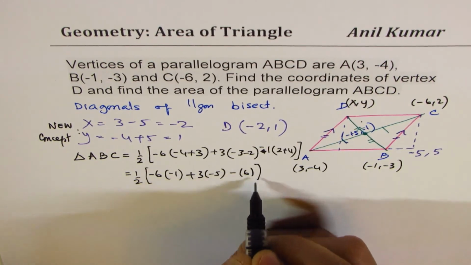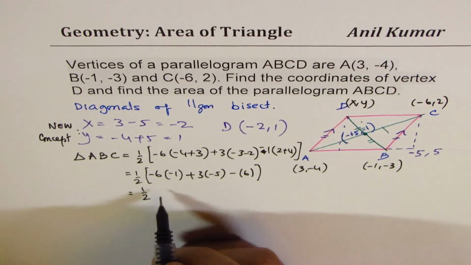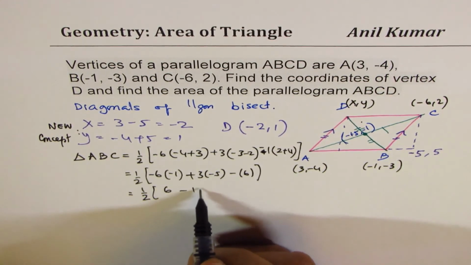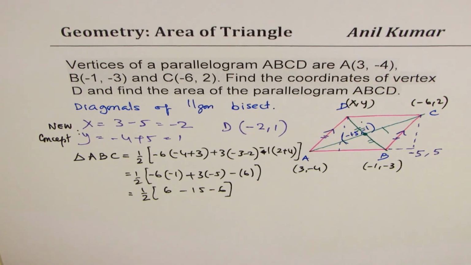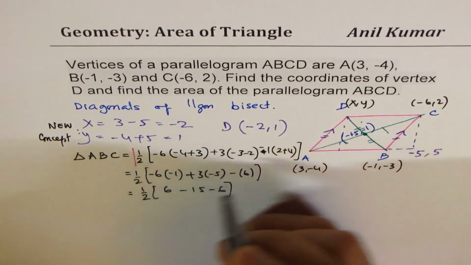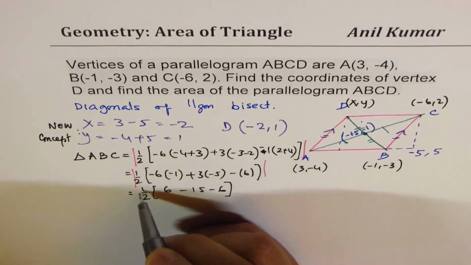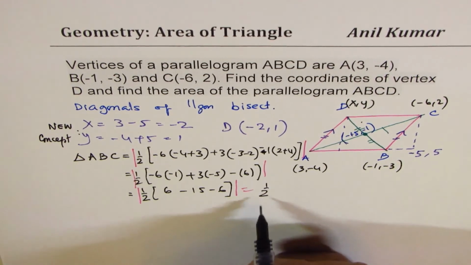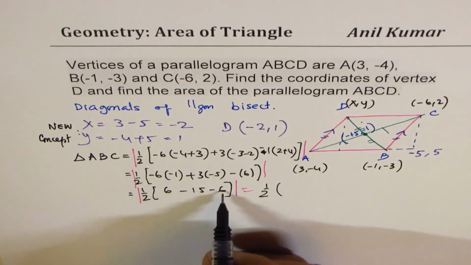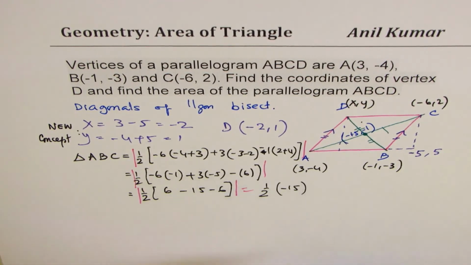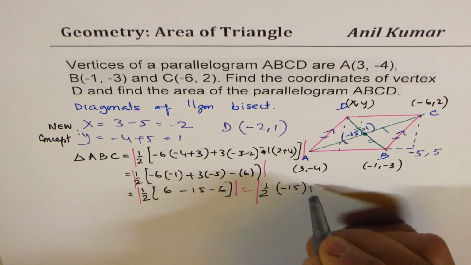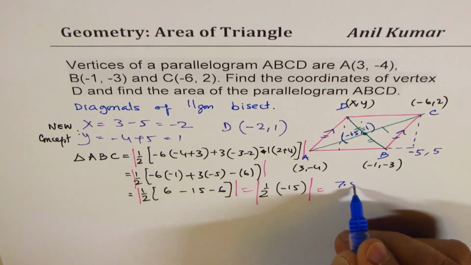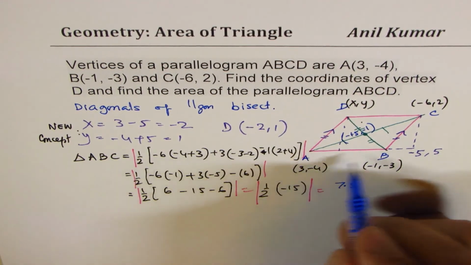Is that okay? Okay. So that gives you half of, this is 6, and that is minus 15. This is minus 6. And as you can see, it's a good idea to write absolute value, correct? So that makes sense. Area is always positive, so we'll take the positive value. So it is half of 6 is 0, so we're left with minus 15, correct? But we have to take the positive value. So that's the absolute function. Is that okay? So 7.5. Half of 7.5 is ABC.